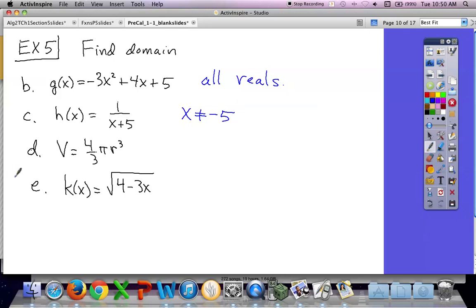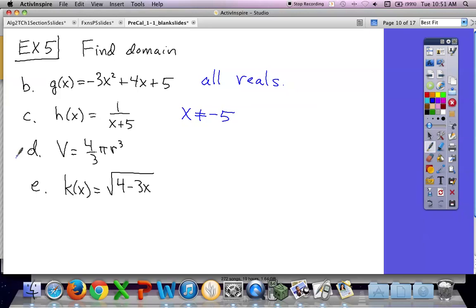Okay. What about the letter D? Does that look familiar at all? From what class did you use things like that? Geometry. Does anybody remember what that's the formula for? Volume of a sphere. It's the volume of a sphere, where V is the volume of the sphere and R is the radius of the sphere.